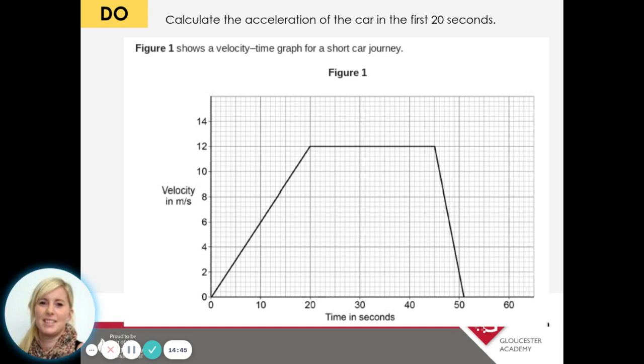So what I want you to do now is pause the video in just a moment and calculate the acceleration of the car in the first 20 seconds. So it's that first diagonal line that you need to work out. Okay, and you can do this in your books, and you can write down what is y and what is x, and then do y divided by x. Give me an answer and make sure you've got a unit.